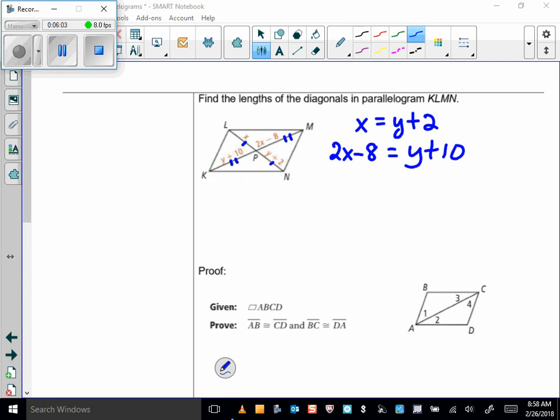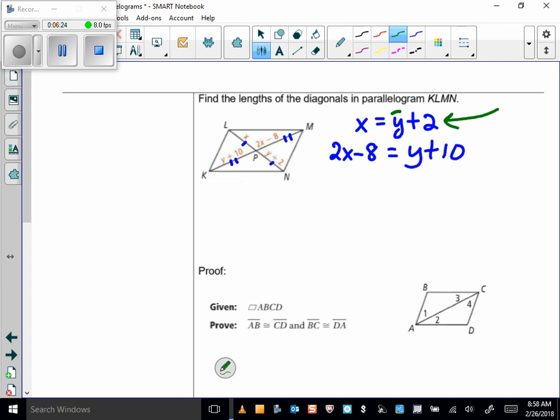Okay, so what are the ways that we've learned to solve a system of equations? 2 equations, 2 unknowns. We can use combination or we can use substitution. This looks like a good one for substitution. I hope everybody was already thinking that. Why is it a good one for substitution? Because one of my equations is already solved for x.